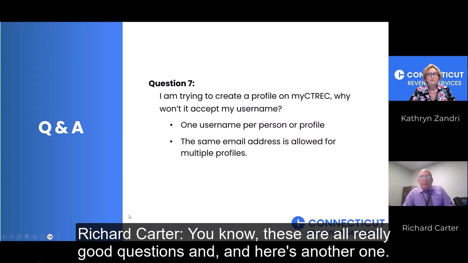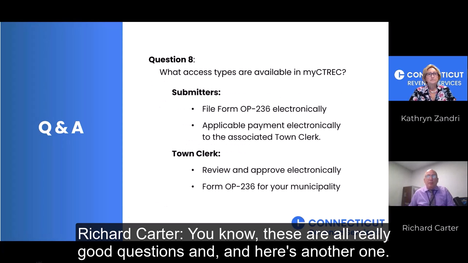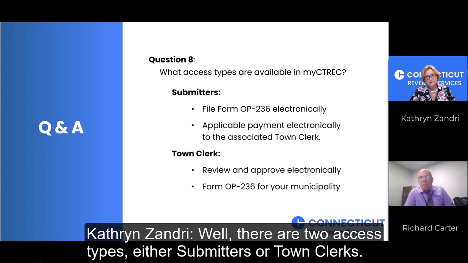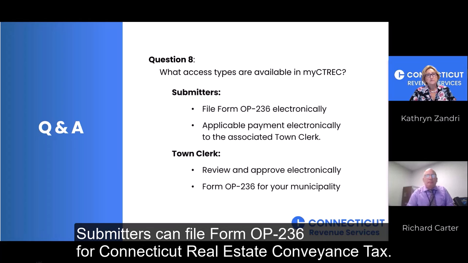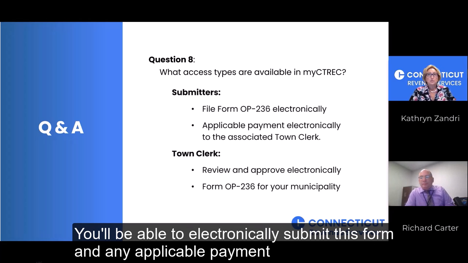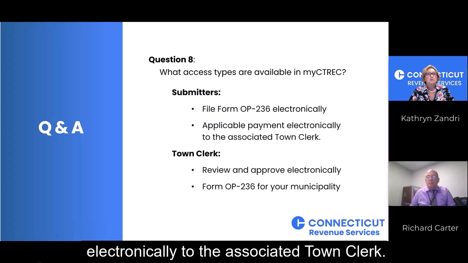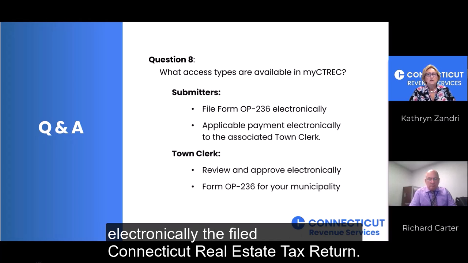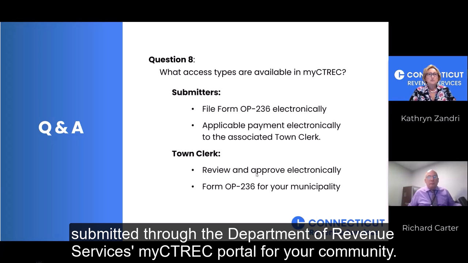You know, these are all really good questions, and here's another one, actually. What access types are available in MyCTREC? Well, there are two access types, either submitters or town clerks. Submitters can file form OP-236 for a Connecticut real estate conveyance. You'll be able to electronically submit the form and any applicable payment electronically to the associated town clerk. And the town clerk participation allows access for the town clerk to review and approve electronically the filed Connecticut real estate tax return submitted through the Department of Revenue Services, MyCTREC portal for your community.